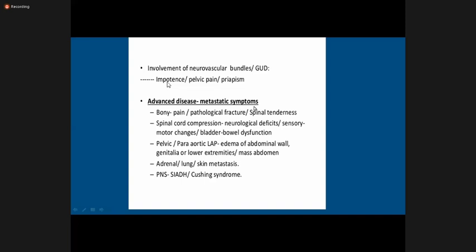Advanced disease, the metastasis symptoms: the patient presents with bony pain, sometimes pathological fracture, spinal tenderness, and backache. These are the symptoms of advanced, malignant disease. Metastasis toward the bone, spinal cord compression, pelvic lymphadenopathy, and edema of the abdominal wall, genitalia, lower extremities, and abdomen. Adrenal, lung, and skin metastasis. Paraneoplastic syndromes such as SIADH and Cushing syndrome.